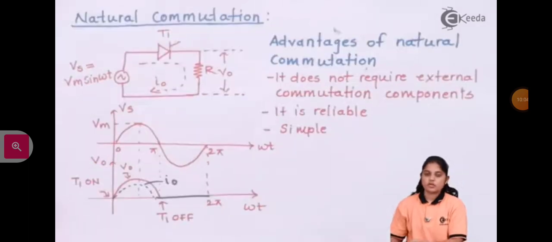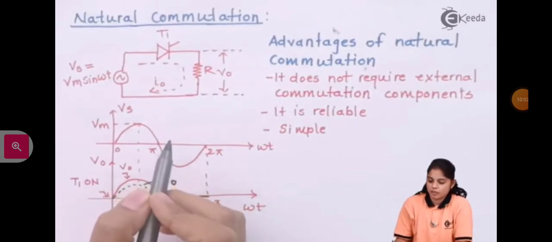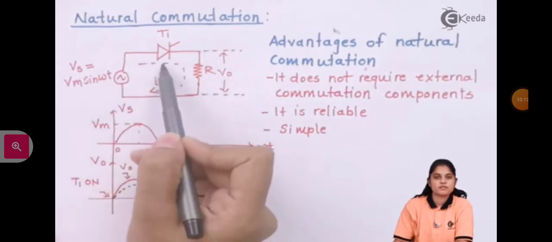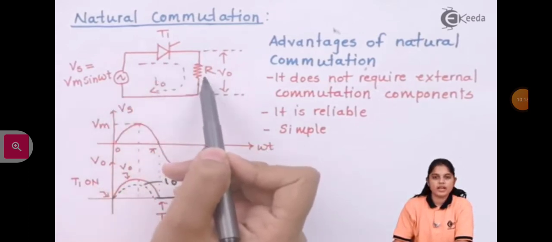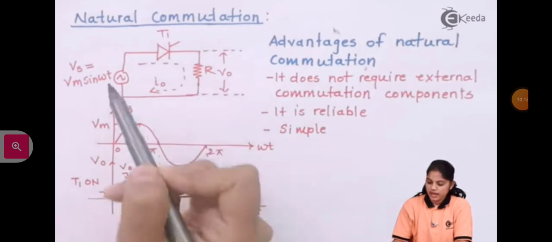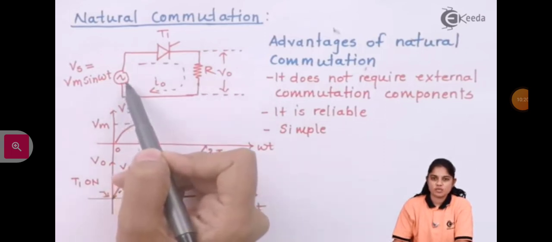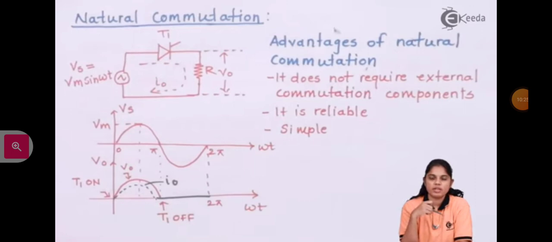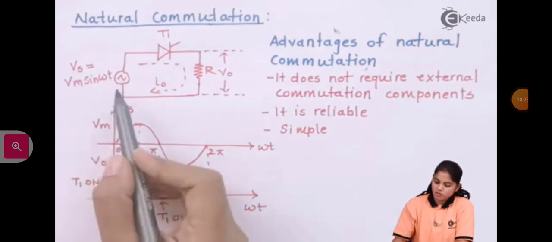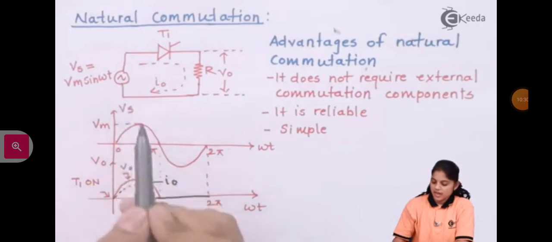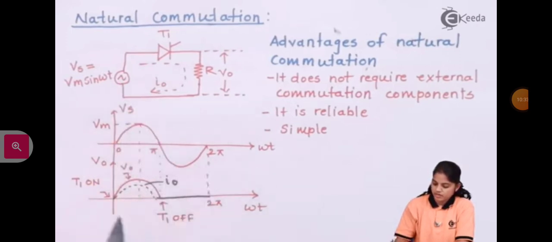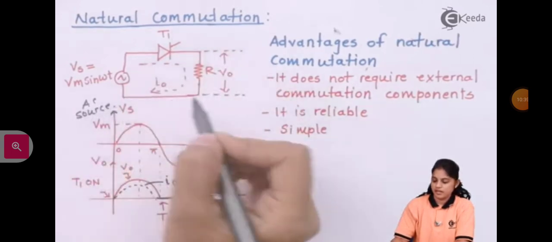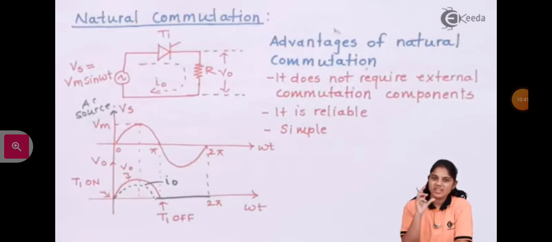Now let's see. Here we are first going to discuss natural commutation. I have shown a simple diagram. This is my SCR, and the load connected is a resistive load, and the source applied is an AC source. Whenever there is an AC source connected, the SCR can be commutated naturally. This is my input voltage supply, the AC source given to the circuitry, and the load is a resistive load.